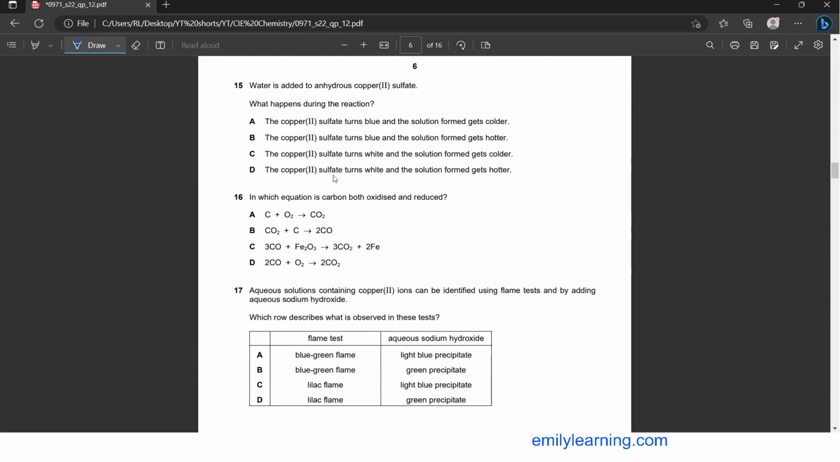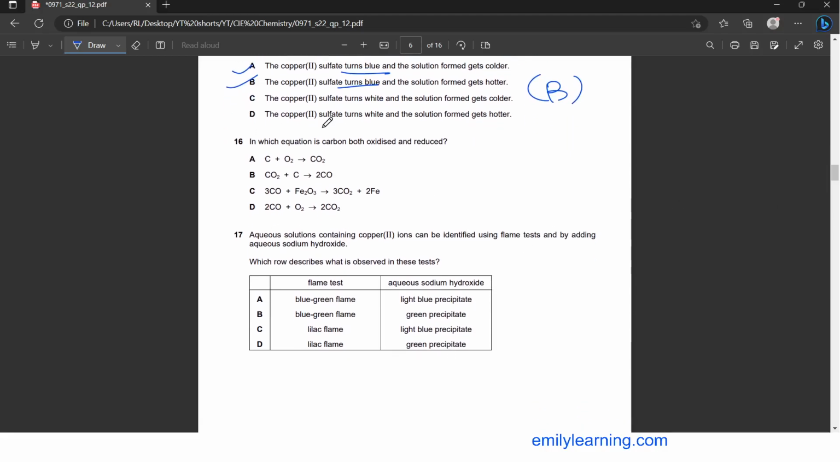Moving on to question 15, water is added to anhydrous copper(II) sulfate. So anhydrous copper(II) sulfate is white. Once you add water to it, it will turn blue. So what happens during the reaction? It will turn blue, so it's either A or B. And then this reaction itself is exothermic, so in other words, it gets hotter. So the answer is B. It turns blue and the solution gets hotter.